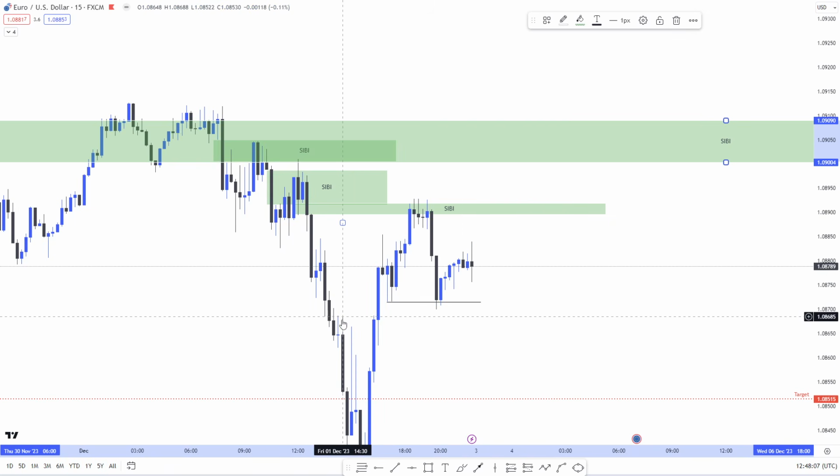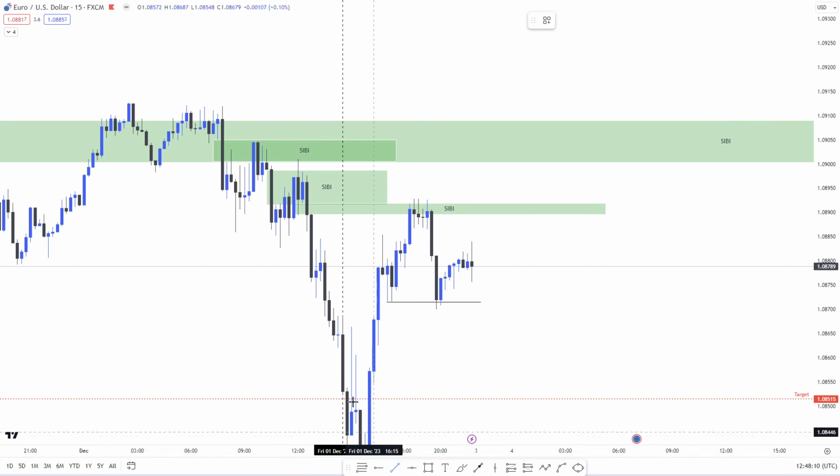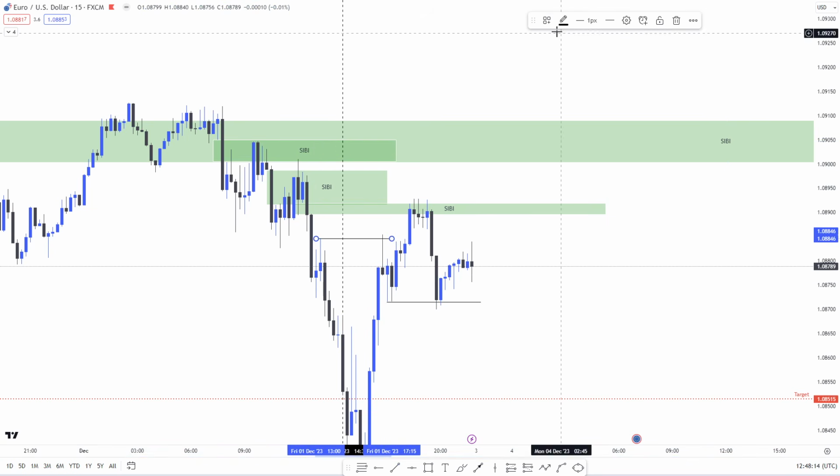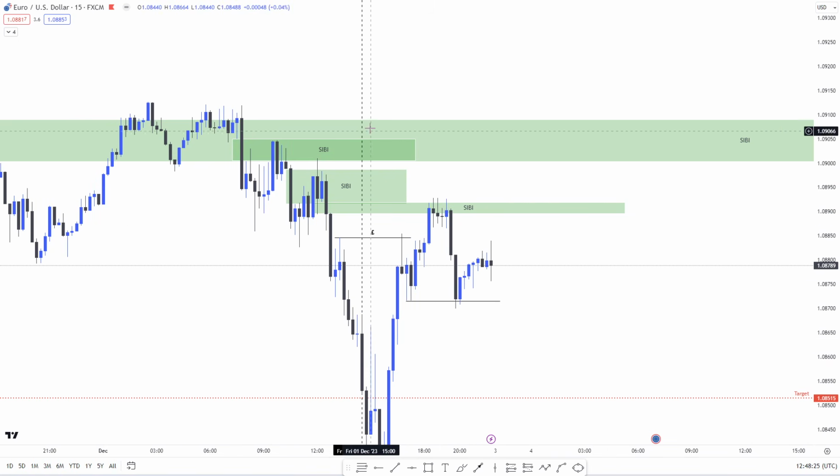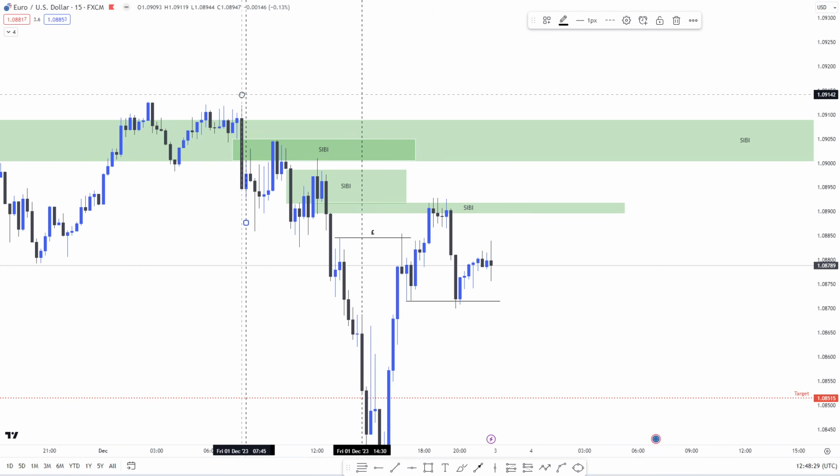Because New York session creates manipulation. During that point of manipulation, we expect highs to be taken, more liquidity. So we wait. That is how powerful areas of liquidity and inefficiency are, my friends. The London session creates volatility right here. And the New York session creates volatility.